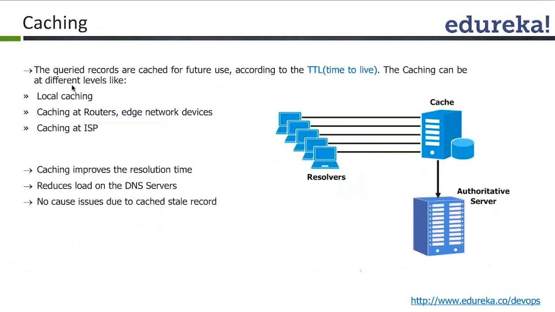Caching: the queried records are cached for future use according to what is called TTL, time to live. The caching can be at different levels, like local caching, caching at edge routers, caching at the ISP. But remember, if all these have to cache, they have to be a DNS server, otherwise they cannot really cache it. Caching improves your resolution time, reduces the load on the DNS, and improves your query itself.